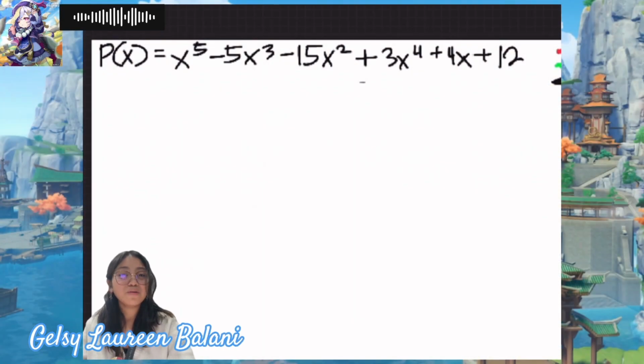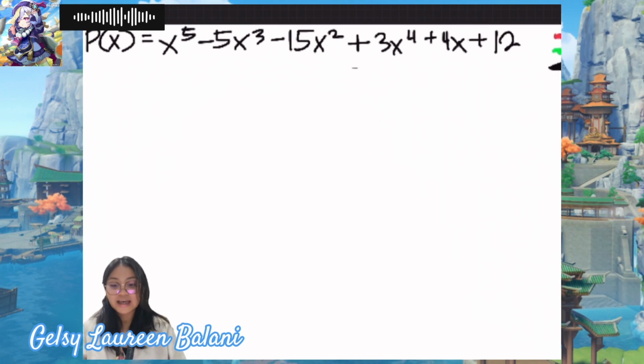Good day, students. I'm Miss Malani, and I'm going to teach you guys how to find the zeros if the given is a quintic equation. Now, what we have as an example here is p of x equals x raised to 5 minus 5x cubed minus 15x squared plus 3x raised to 4 plus 4x plus 12.